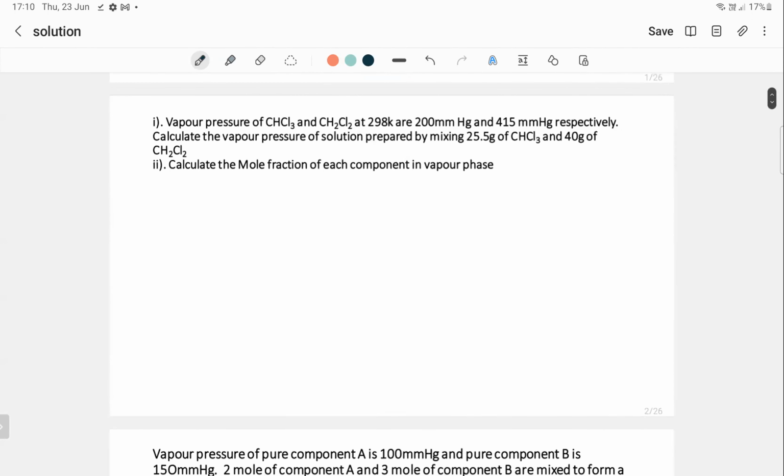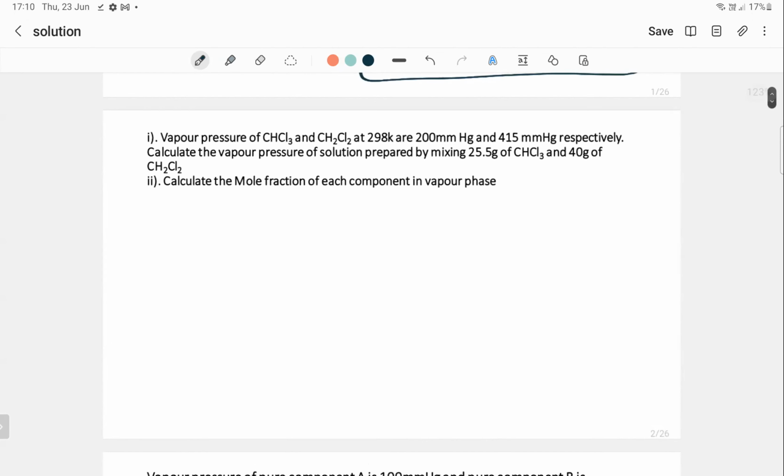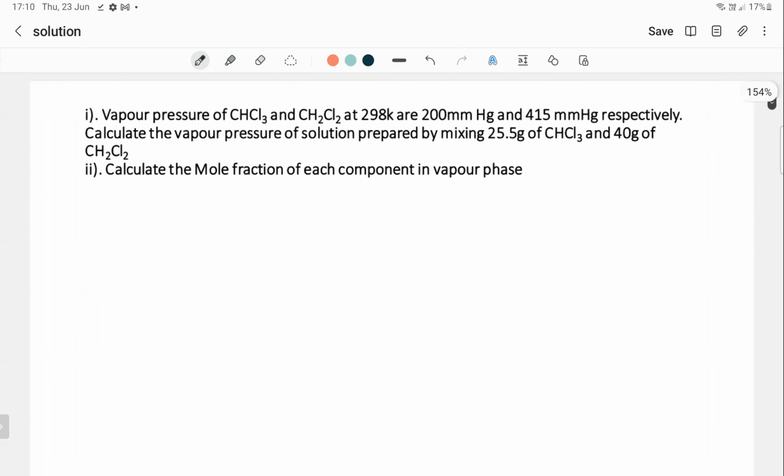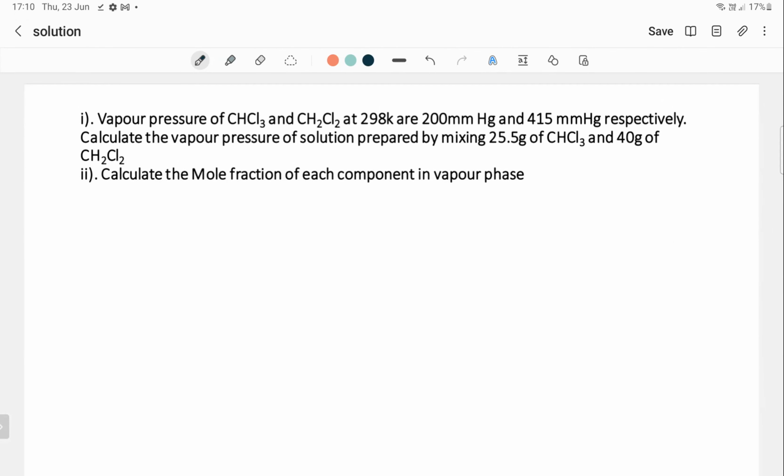Okay, try to do this problem. Everyone can view this thing. See, the vapor pressure of chloroform and dichloromethane at 298 Kelvin, they have given their values. Vapor pressure here is nothing but your P0A and P0B, both of them they have given. Calculate the vapor pressure of the solution prepared by mixing 25.5 gram of chloroform and 40 gram of dichloromethane.